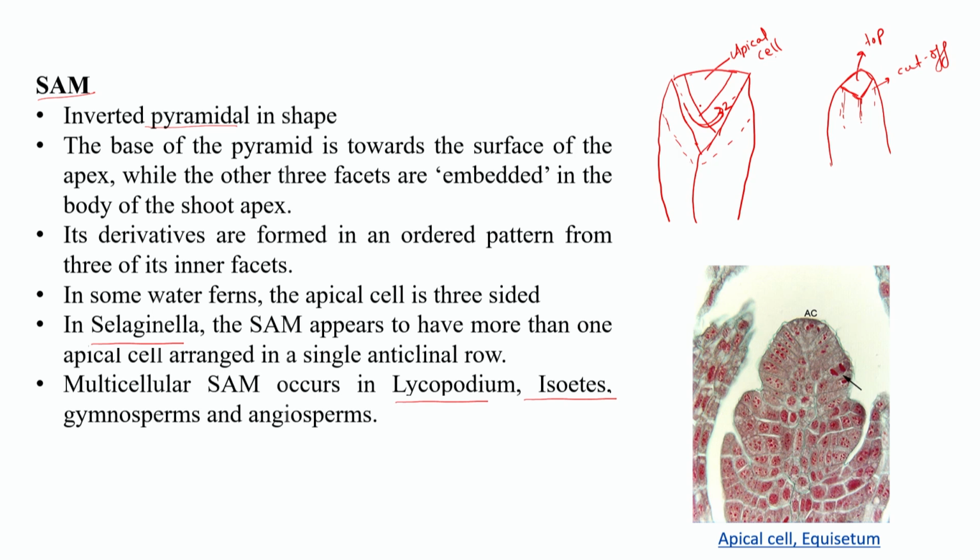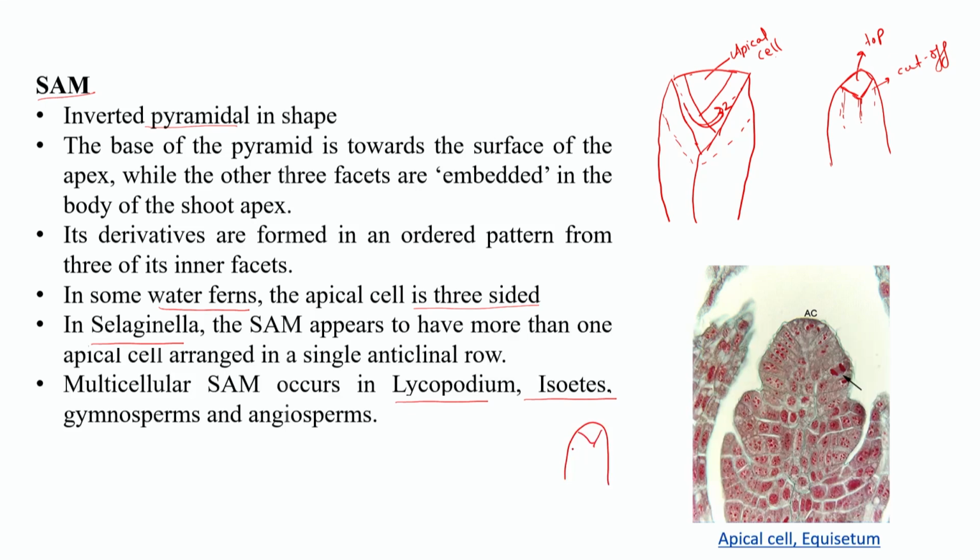Somewhat flat cells will be formed. In some pteridophytes, like water ferns, it is observed that the apical cell is three-sided, but this is not always true for every case. In this three-sided cell, only two sides will cleave off, whereas one side will be on the top, in a very symmetrical orientation, like one coming out from this side and the other coming out from this side.